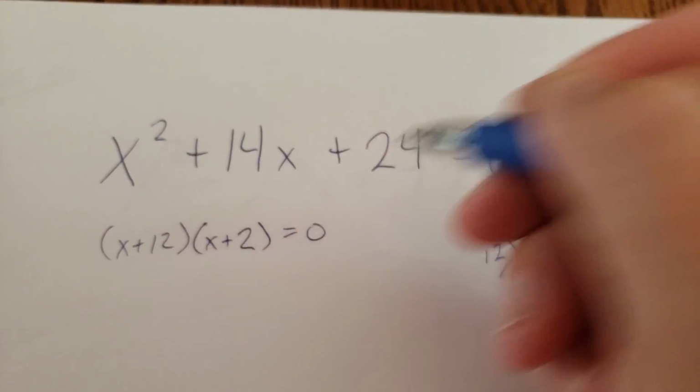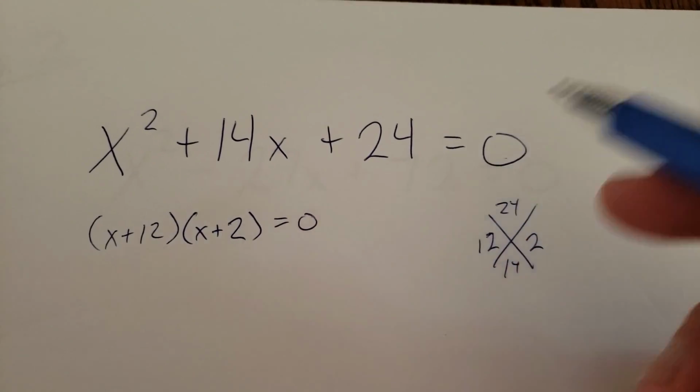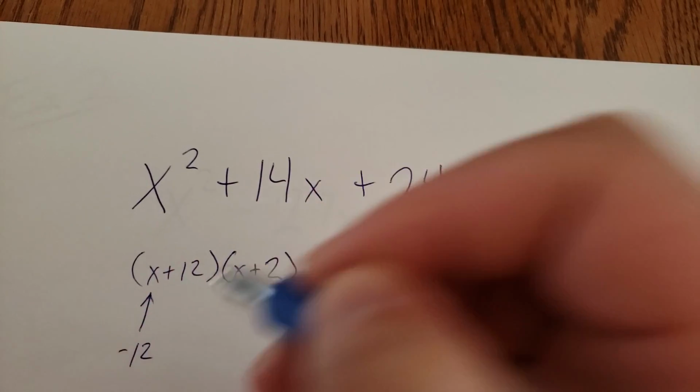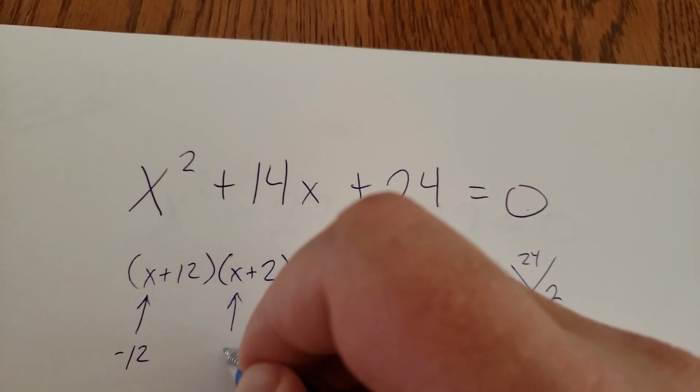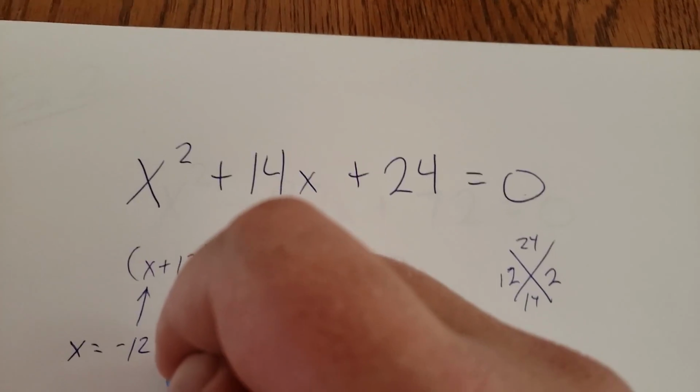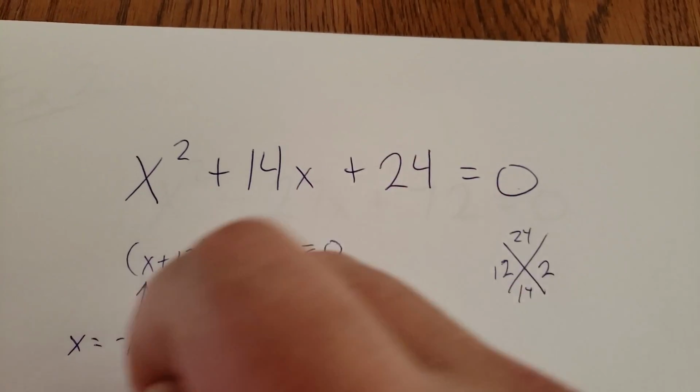I add my equals 0 because this is an equation now. That's how I know I'm solving it. And the additive inverse of 12 is negative 12. And the additive inverse of 2 is negative 2. So the solutions are x is equal to negative 12 and negative 2.